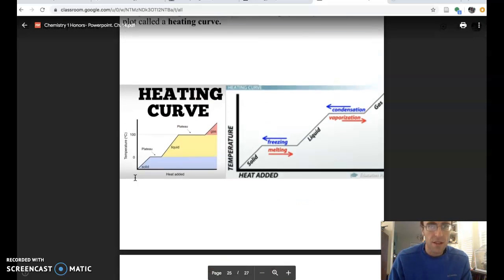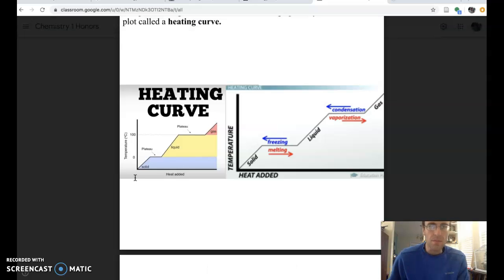Now, there's this heating curve. Be able to label this as well. As the temperature increases, the phases will change. It'll go from a solid to a liquid to a gas. If you decrease the temperature, now you'll see that in the red, the melting and vaporization. So as the temperature increases, the solid melts into a liquid.